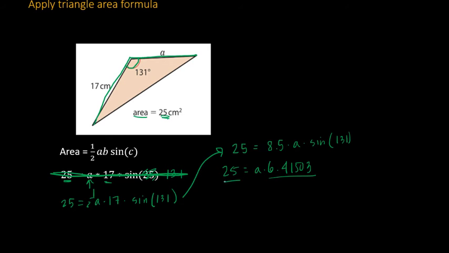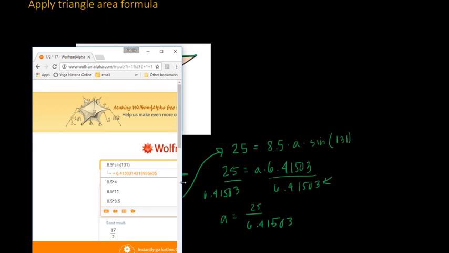Could obviously divide both sides by 6.41503. Notice that I held on several decimal places. This just makes your answer a little more precise. So a is equal to 25 over 6.41503. Once again, I will pull out my handy dandy web-based calculator to help me with this. And I find that 25 divided by 6.41503 is equal to 3.897.